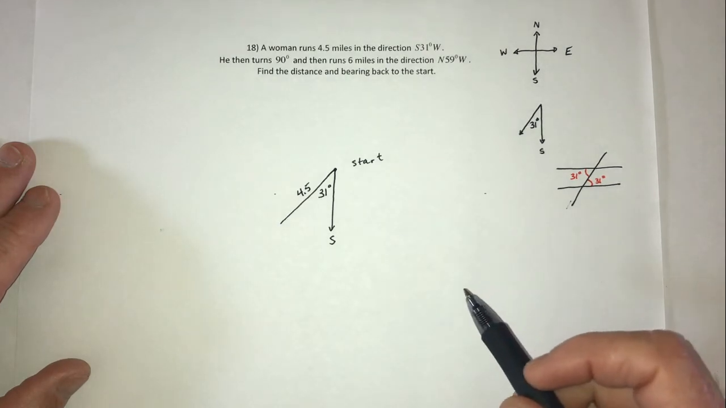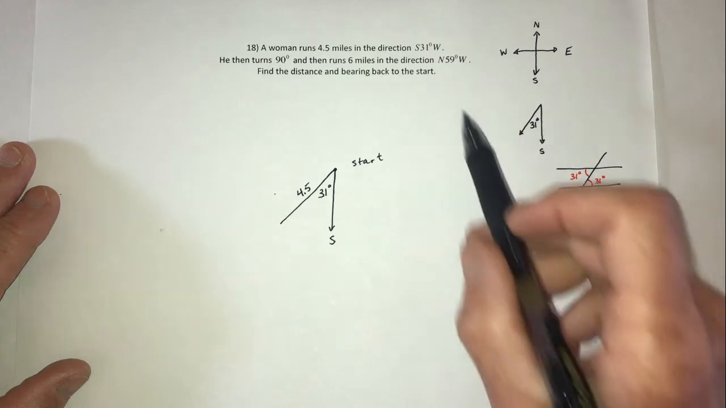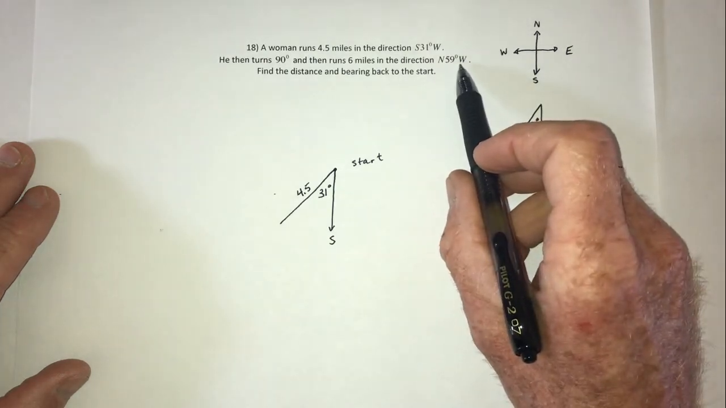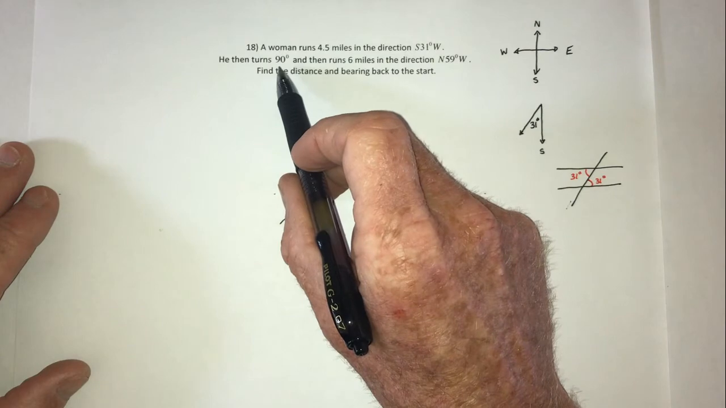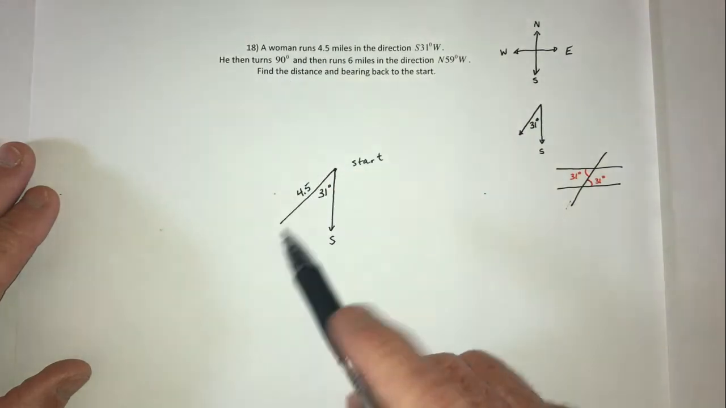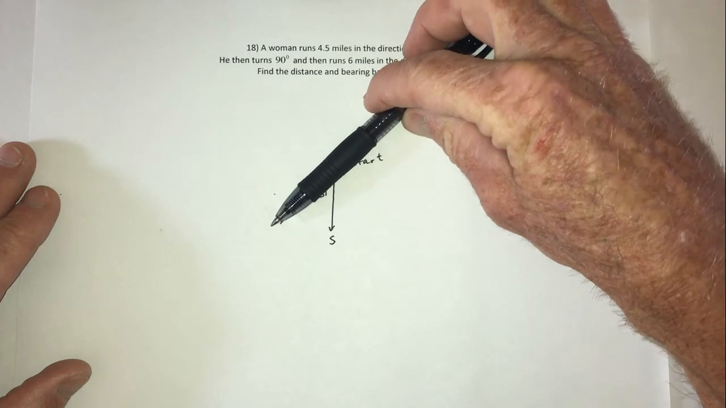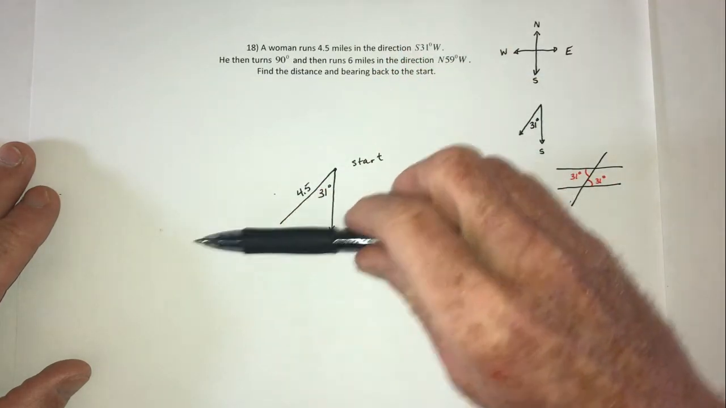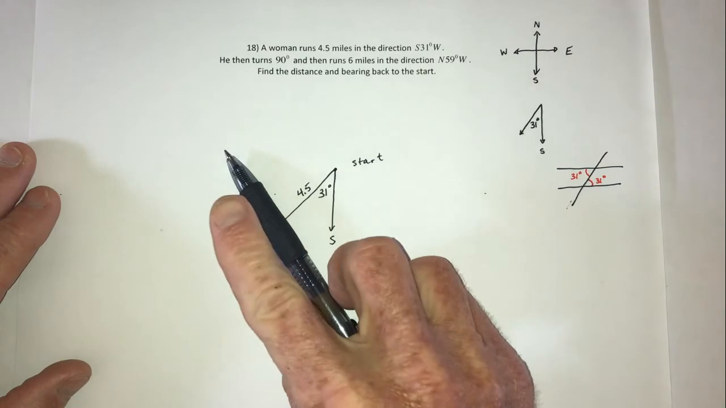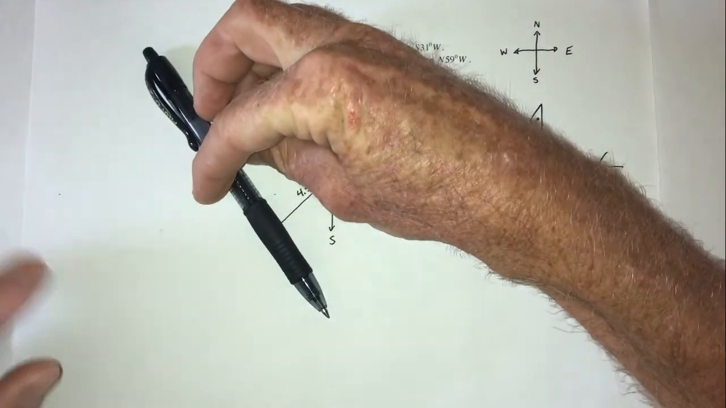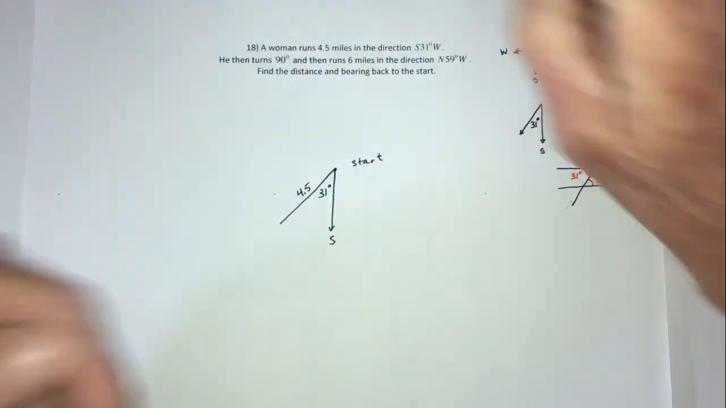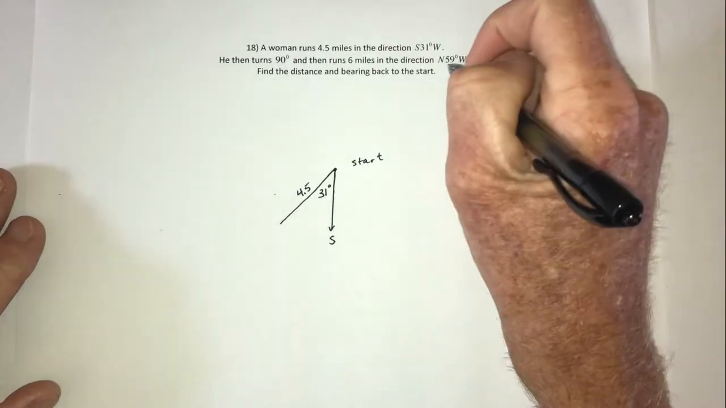And then she turns 90 degrees and runs 6 miles in the direction of this. So this, I'm not sure what to do with, because turns 90 degrees. If she was pointing this way, and she's at this point, did she turn to the right and go that way, or did she turn to the left and go that way? Je ne sais quoi. So I need to use this.